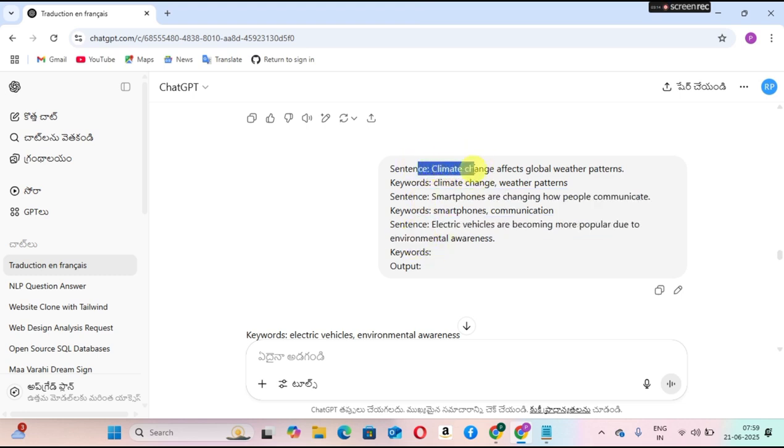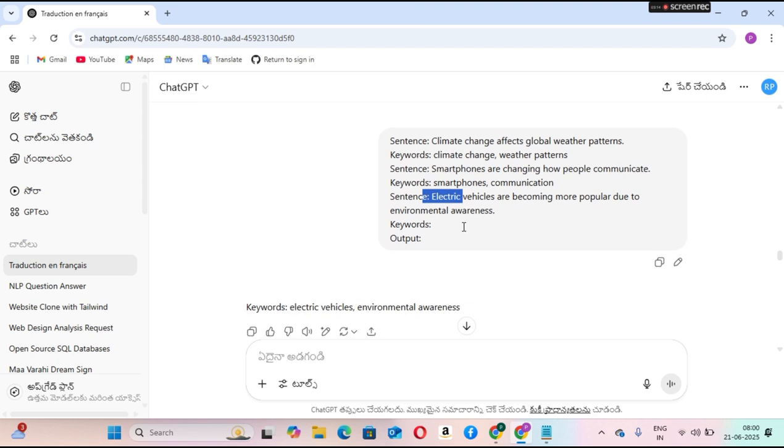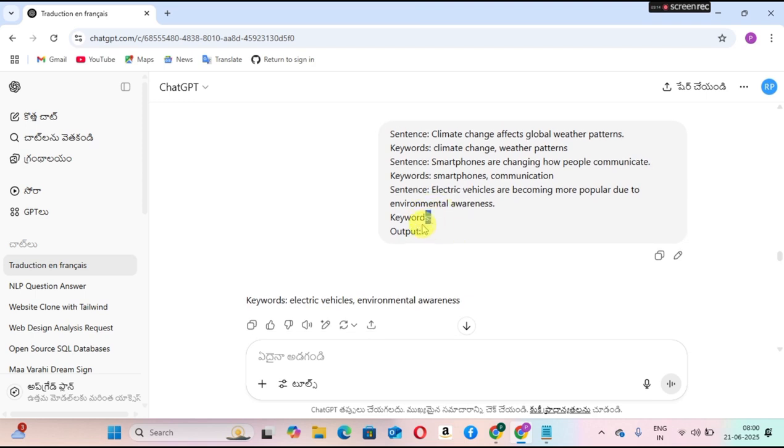So here the sentence is, climate change affects global weather patterns, and here the keywords were climate change, weather patterns. Again, here the sentence is smartphones are changing how people communicate. Keywords were smartphones, communication. So the sentence, electric vehicles are becoming more popular due to environmental awareness.